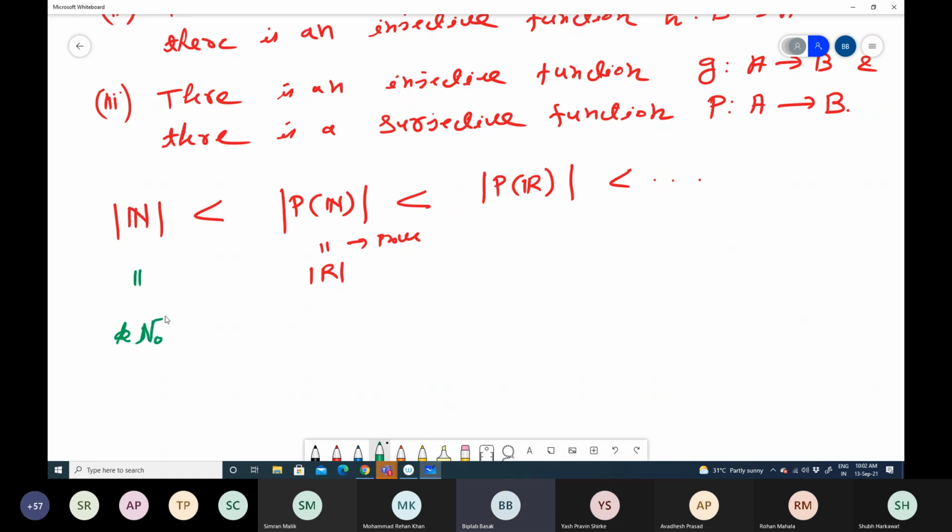Generally that is denoted by aleph naught. It is not N actually, it's something kind of N, and this is aleph 1, this is aleph 2, in this way. So these are the symbols they generally use.